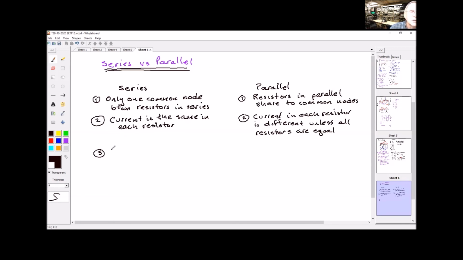In a series circuit, the voltage across each resistor is different, unless the resistors are equal.